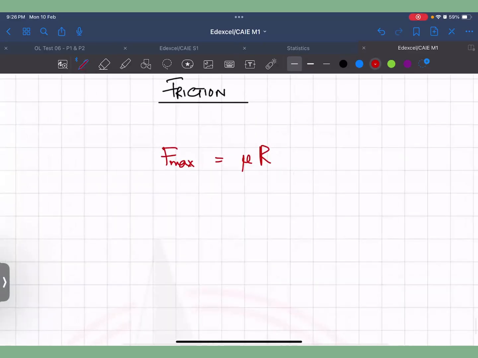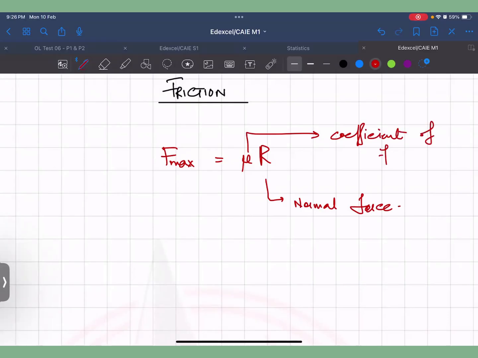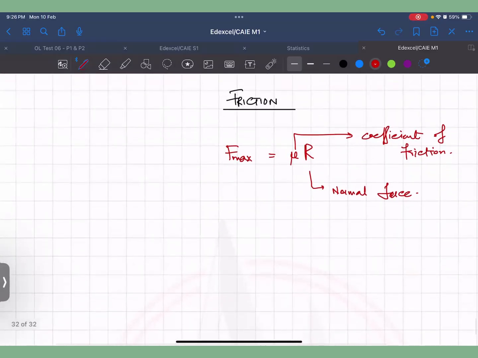What is R? R is the normal contact force. Mu N or mu R, it's up to you. But this is the normal contact force, which we now know how to find. This mu is the coefficient of friction. This is the new thing. So if we have the normal contact force acting on the object, and if we have the coefficient of friction between the object and the surface, this coefficient of friction is simply a constant.